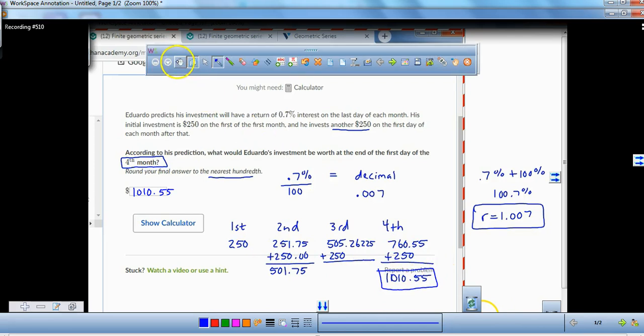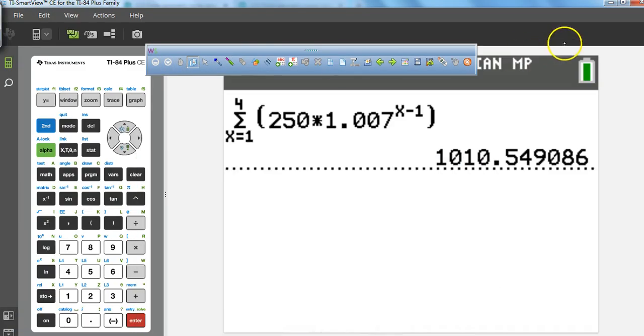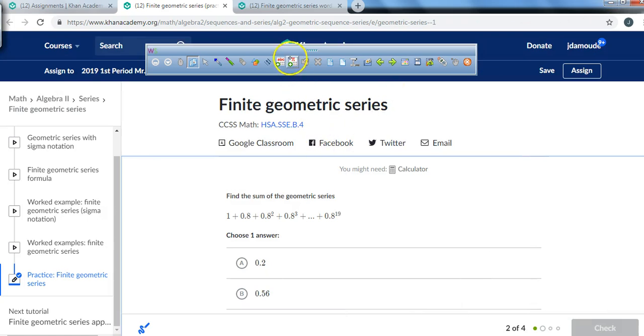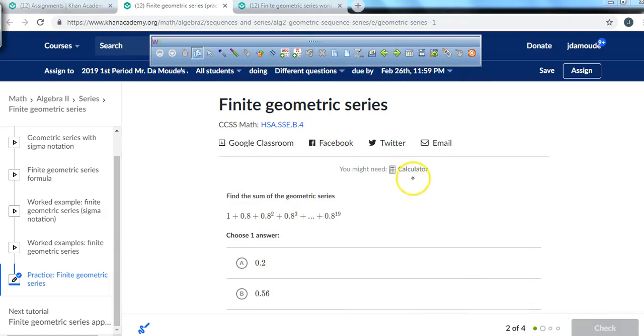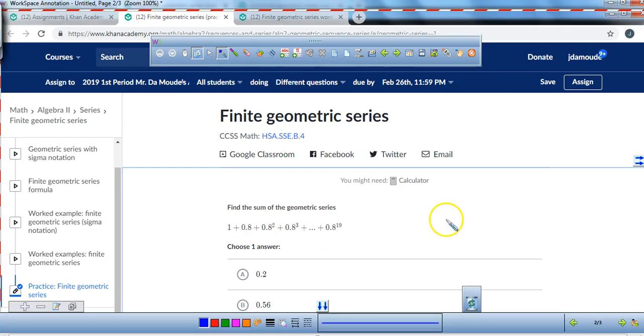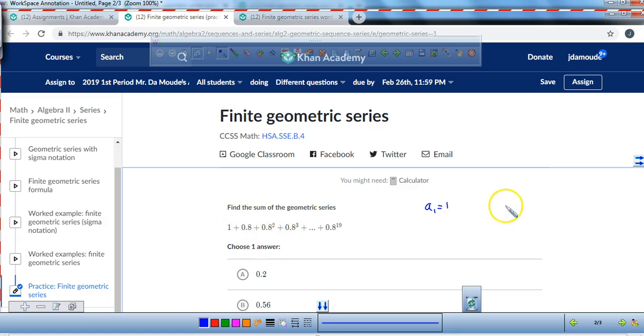But we're going to do a few more right now. We're going to do some finite geometric series right here. We're going to use our calculator to do this. So right here, I'm going to say my very first term is 1. My next term is 0.8. So if you ever want to figure out your R value, it is this term right here divided by the first term. Well, 0.8 divided by 1 is still going to be 8/10, also known as 4/5.